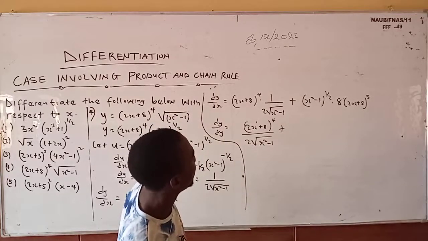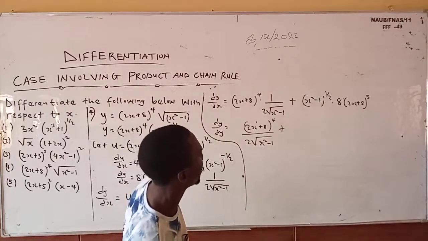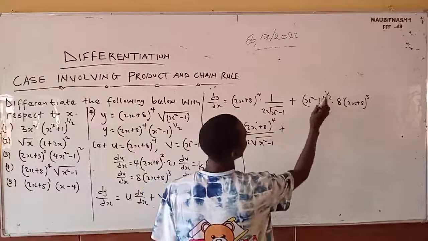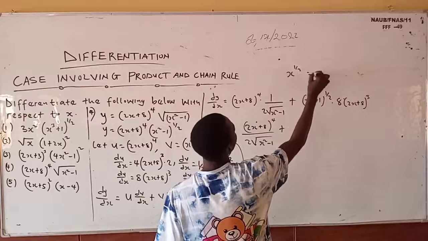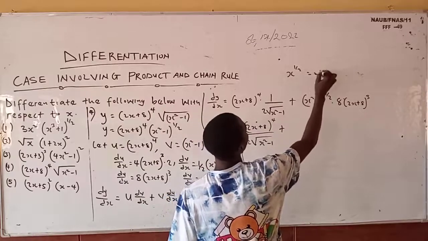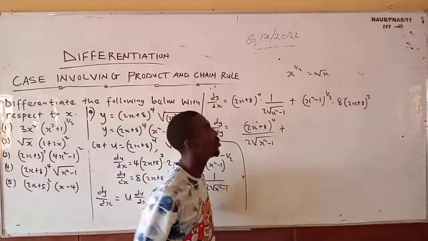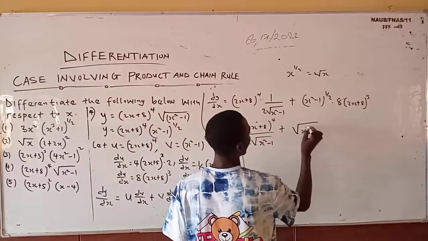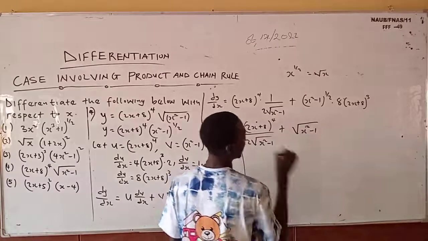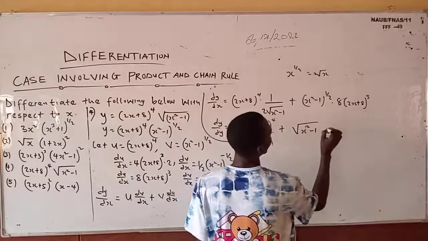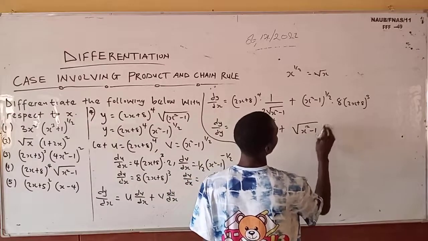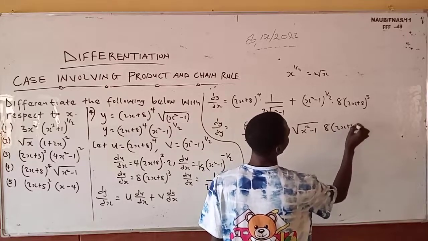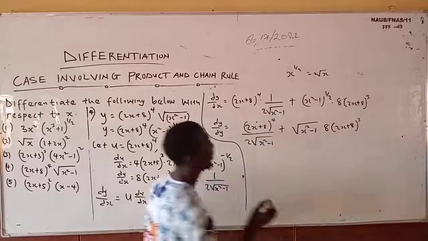Is there anything we can do at all here? Yes, I think so. Now you can put this, because s to the power of half is the same as what? Root s, right? So now this can be the square root of s squared minus 1. So if it is like that, it means this will be multiplied by 8, 2s plus 8 all to the power of 3.